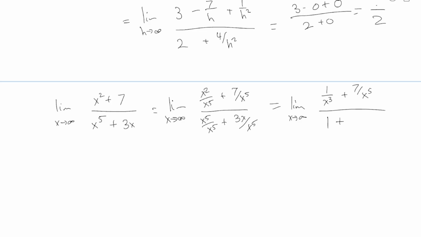What does that amount to when I cancel them? Somebody want to say it? 3x over x to the 4. Yeah, great. Okay, and now I'm going to do the limit by making things into zeros as appropriate. Anything which has x's on the bottom becomes zeros. So this is 0 plus 0 over 1 plus 0. That's 0 divided by 1.